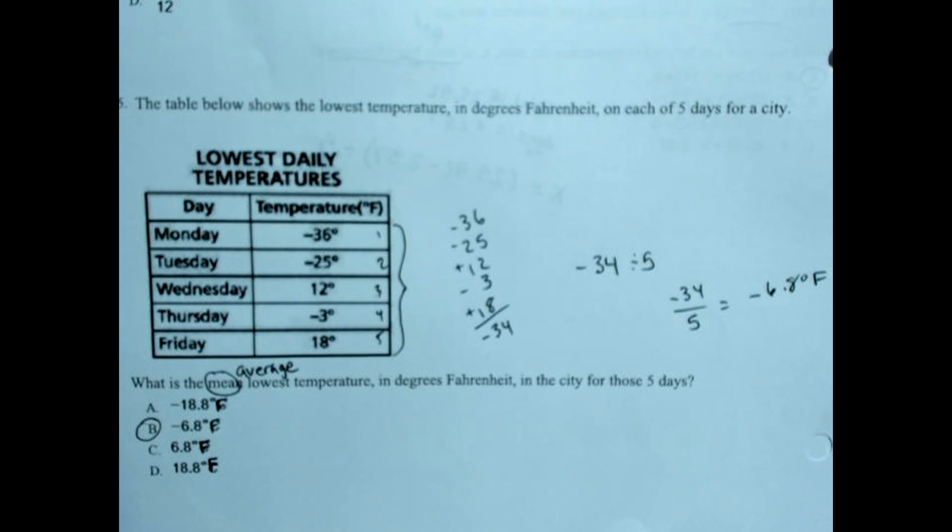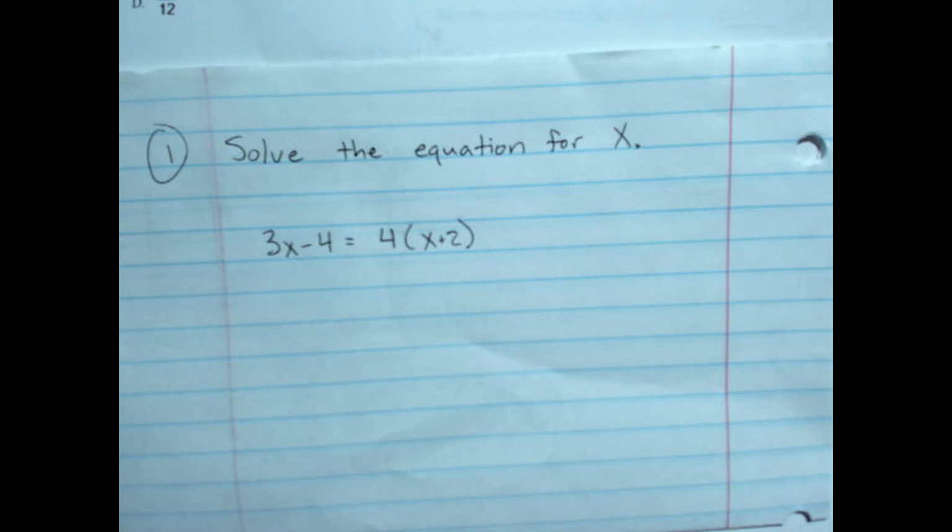Today's problem: solve the equation for x. 3x minus 4 equals 4 times x plus 2. Take your time, go through it. Only correct answers get you credit.